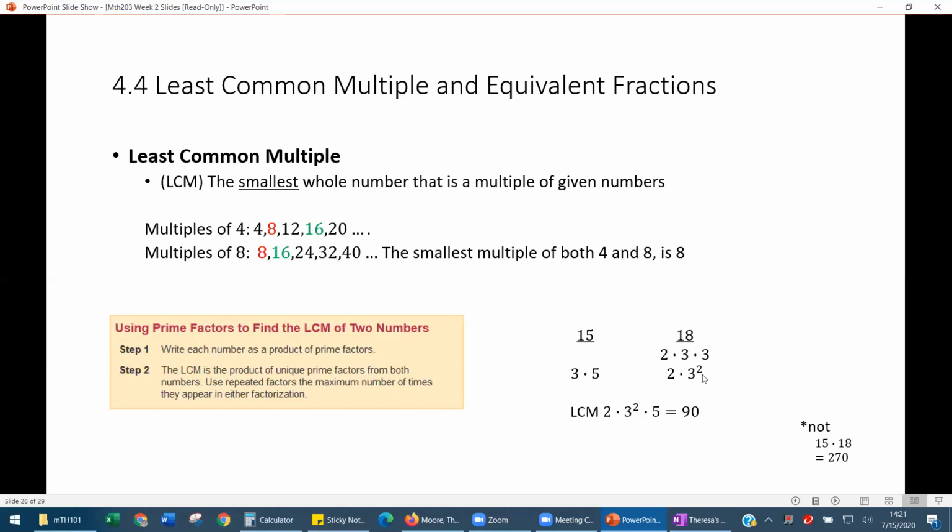But 3 has an exponent, so we need that exponent as well. We need the highest exponent. So say you had a different number over here and it had a 3 squared and this had a 3 to the 3rd power, you would need the exponent of 3. You need the highest exponent.